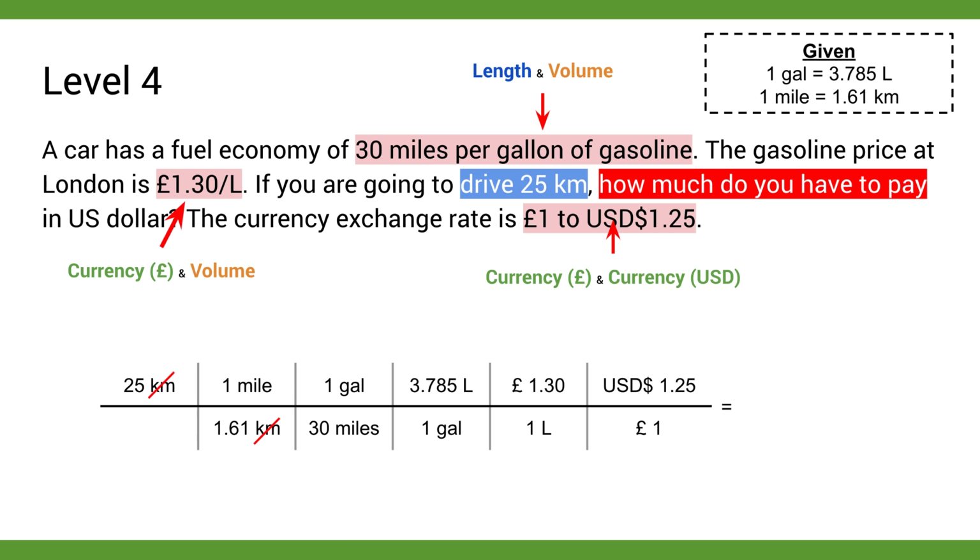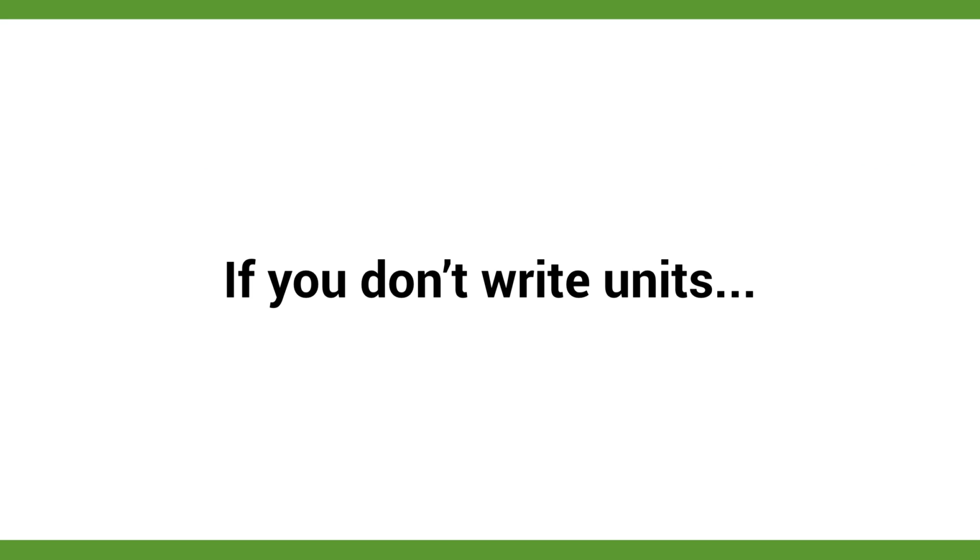So let's go ahead and show our unit cancellation. Right here, kilometer in the numerator, kilometer in the denominator, they divide each other out, so they're canceled. So we just cross it out. Miles will get canceled out. The gallons will get canceled out. The liters will get canceled out. The pound sign will get canceled out. So we are left with US dollar, and that's exactly what we want in our calculation. So with that, we are very happy, and we can input our numbers into our calculator. Now, if you don't write the units, it's going to be very difficult. You cannot check your work, so please write units.